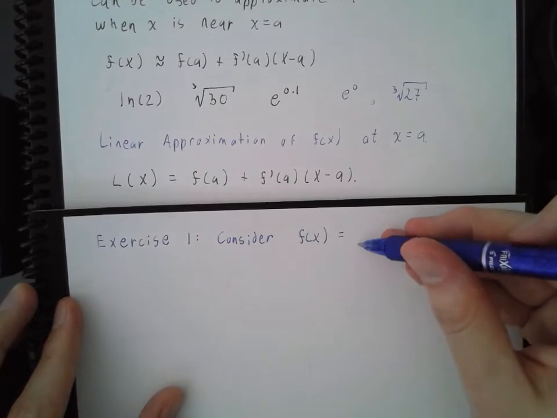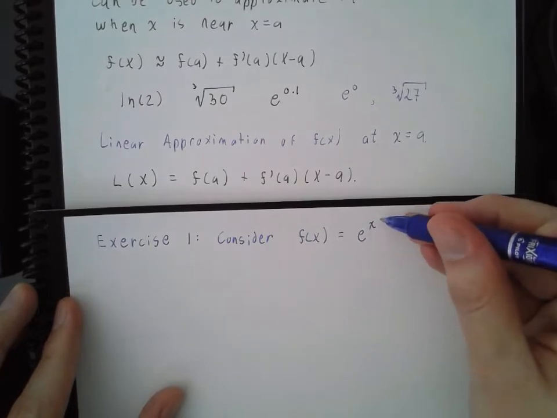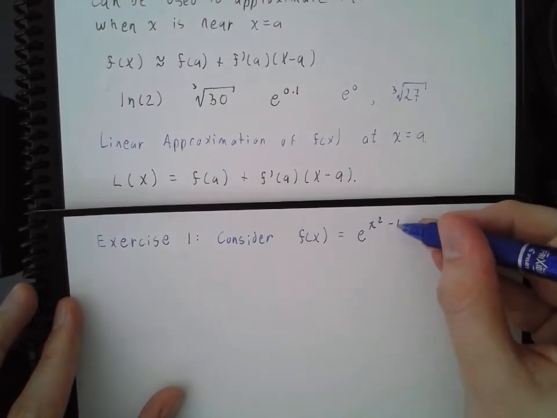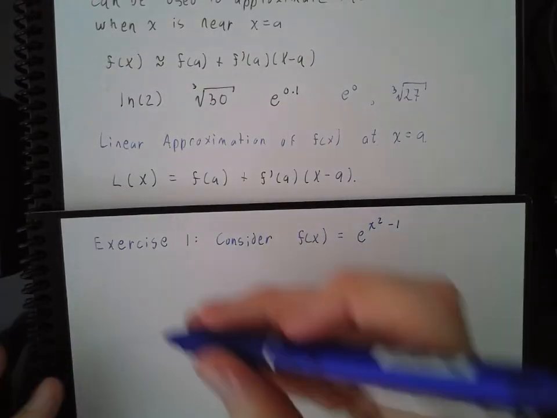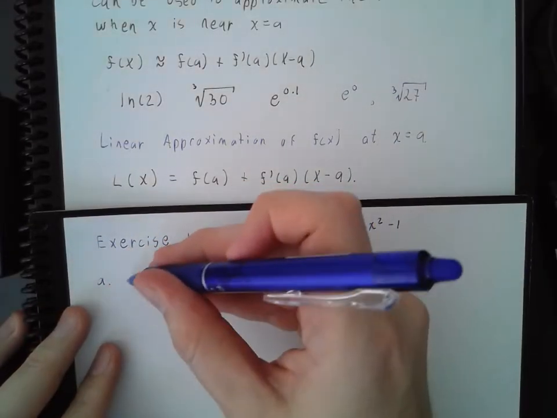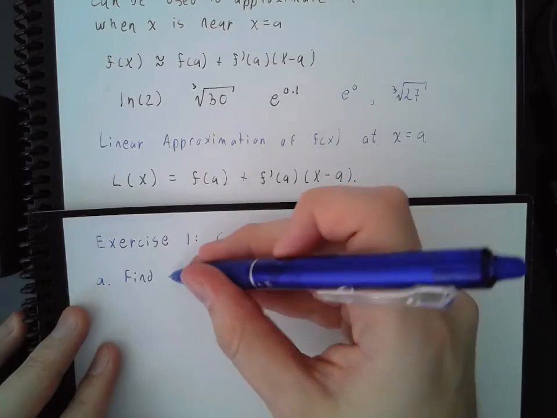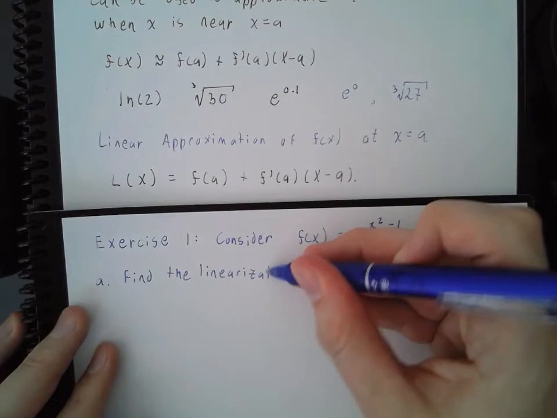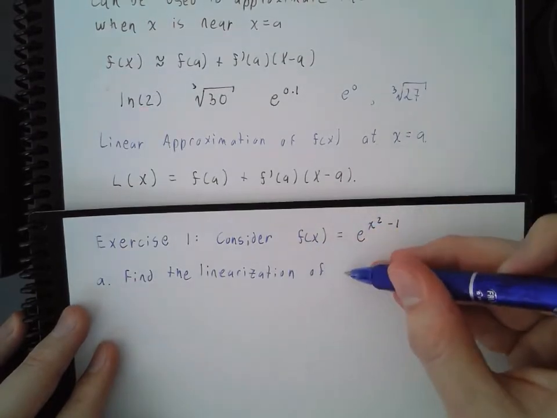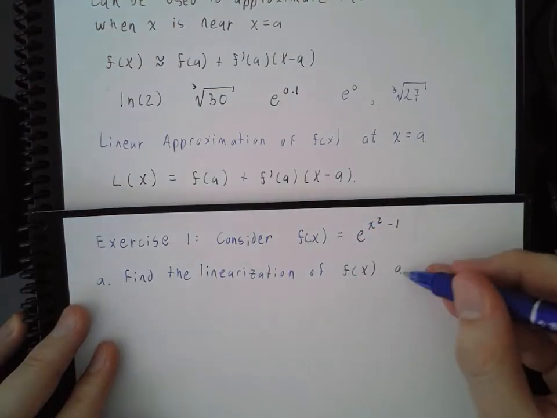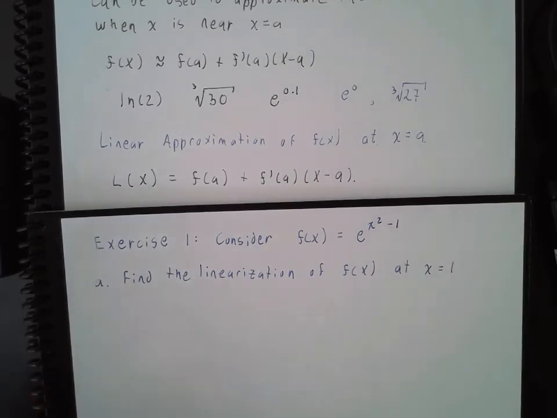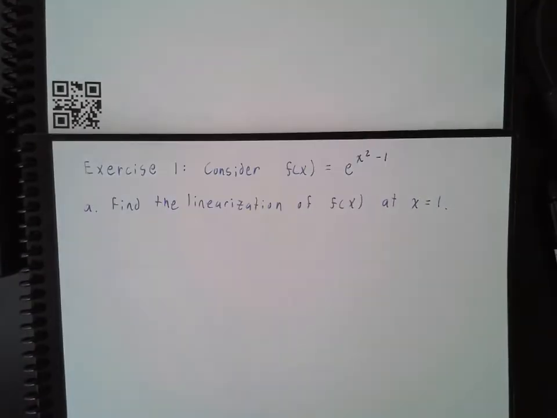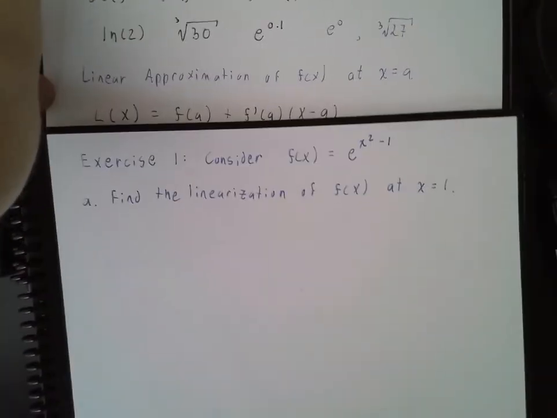So right now we're going to consider this function f of x is equal to e to the x squared minus 1. And the first question is going to be very direct. We're just going to find the linear approximation, or linearization, of f of x at x is equal to 1. I'm choosing on purpose the number x is equal to 1, so we get an exact number for e to the 0.